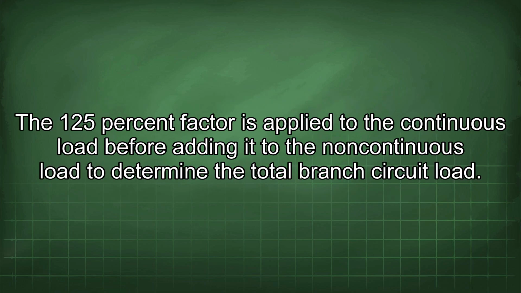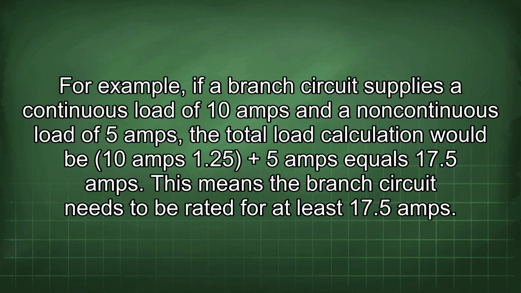The 125% factor is applied to the continuous load before adding it to the non-continuous load to determine the total branch circuit load. For example, if a branch circuit supplies a continuous load of 10 amps and a non-continuous load of 5 amps, the total load calculation would be 10 amps × 1.25 plus 5 amps equals 17.5 amps. This means the branch circuit needs to be rated for at least 17.5 amps.